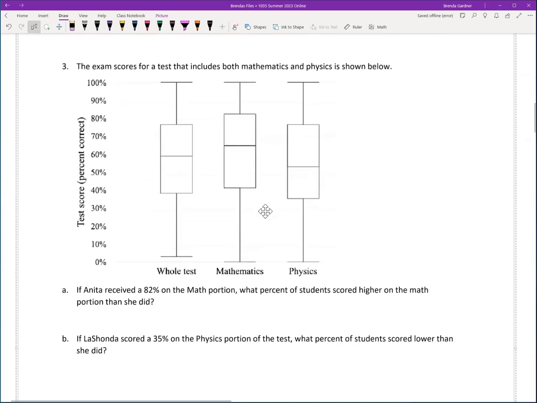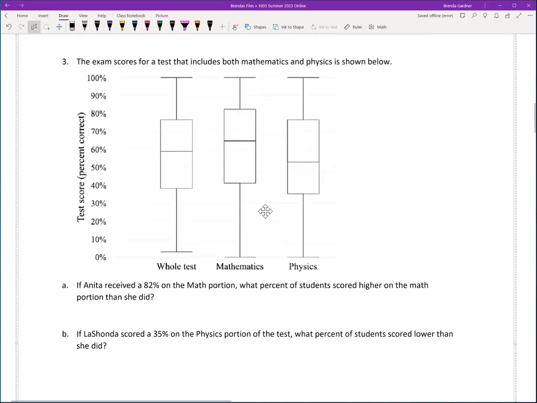So the exam scores for a test that include both math and physics are shown below. If Anita received 82% on the math portion, what percent of students scored higher on the math portion than she did? Okay, so let's look at the math portion. So there's my clue, meaning I'm going to look in this middle box plot for mathematics. Let's go up until there's an 82.